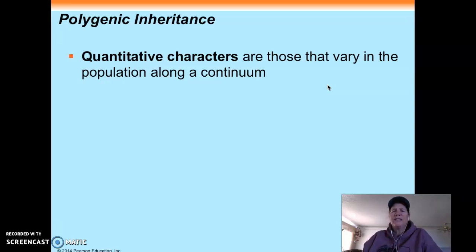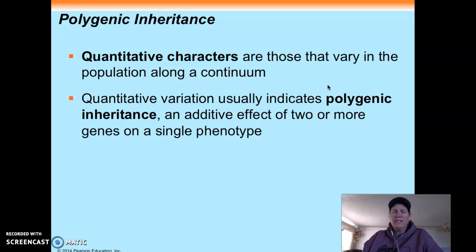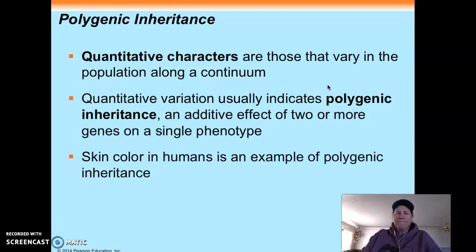These are characteristics that vary in a population. Okay, a quantitative variation usually indicates what they call a polygenic inheritance. It means there's some sort of additive effect of one or more genes. Okay, skin color. Okay, if skin color was just determined by one gene, we'd either have one or the other. But we have such a variance. Think of all the different variances we can have in skin color.